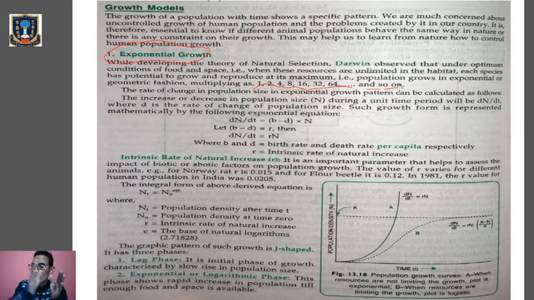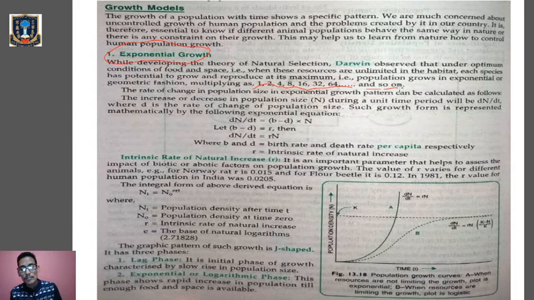So when the resources are unlimited, there will be no competition, clear. That's why the species are able to survive to their maximum, they are able to grow to their maximum, and they are able to reproduce. All right, so how can we measure the exponential growth form?